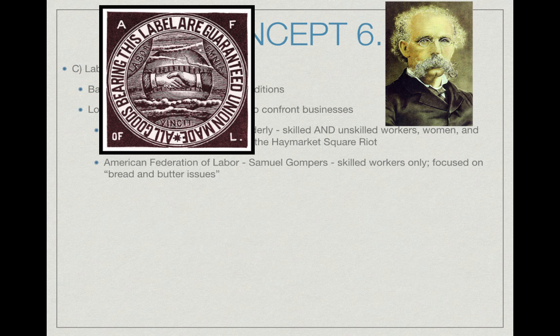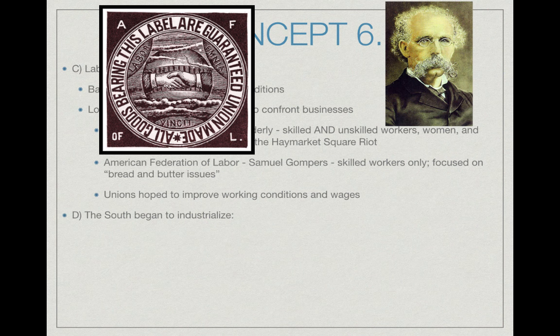After them emerges the American Federation of Labor, or the AFL, led by Samuel Gompers, and this was made up of skilled workers only, and it excluded women. And they focused on things called bread and butter issues. They wanted 8-hour workdays, higher pay, and better conditions. And they rarely used strikes. And unions as a whole hoped to improve working conditions and wages for workers.